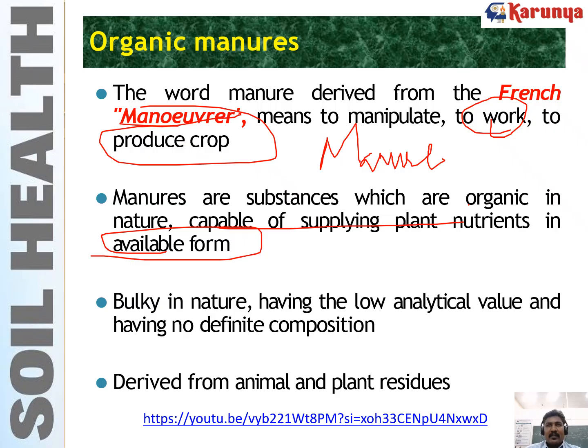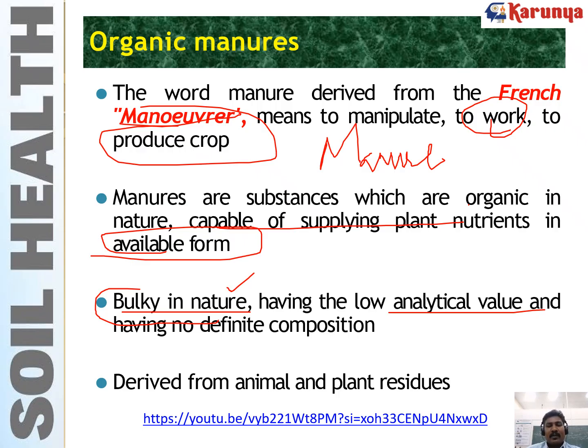Unlike fertilizer, which gives nutrients instantly, the manure gives the same nutrients but it will take some time. That's why organic manure supplies nutrients in a sustainable manner. Long-term supply will happen. Even though the nutrient quantity supplied by manures is very low, it is very stable, and a long-term supply can be expected. They are bulky in nature, having low analytical value, even though they are available in large quantity. Example, farmyard manure.